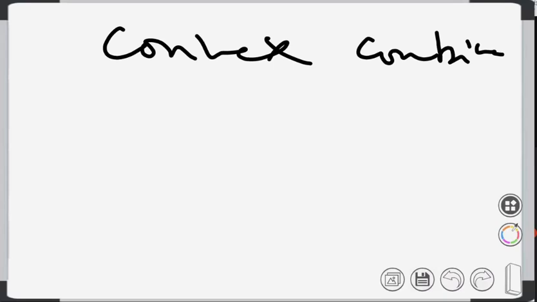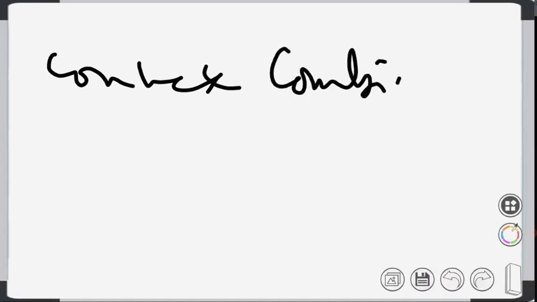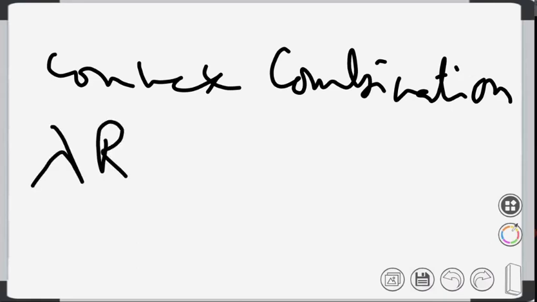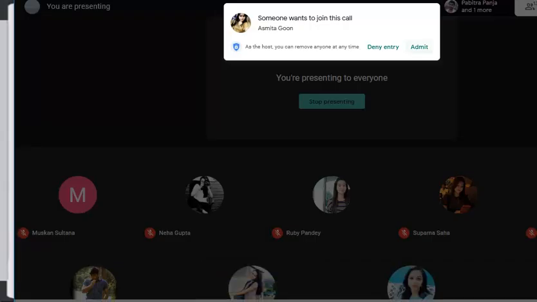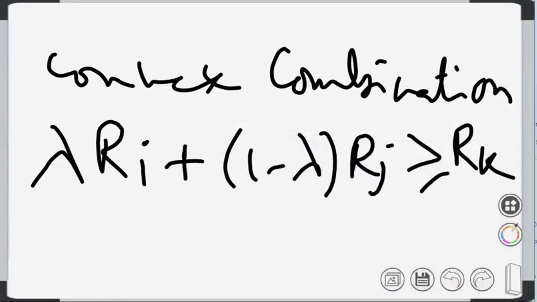Last day we were discussing convex combination for the mixed strategy. So what is convex combination? Let's try again. Convex combination: lambda ri plus 1 minus lambda rj is greater than or equal to rk. Two rows, ri and rj, the ith row and the jth row. The convex combination means lambda ri plus 1 minus lambda rj is greater than or equal to rk.